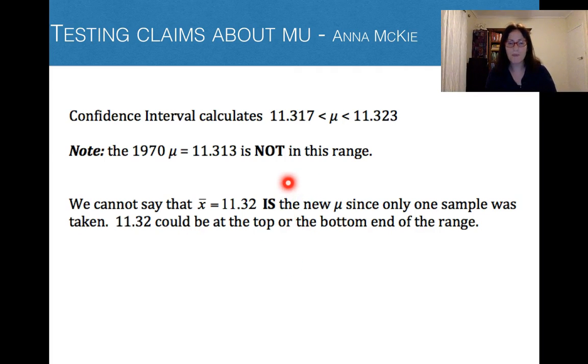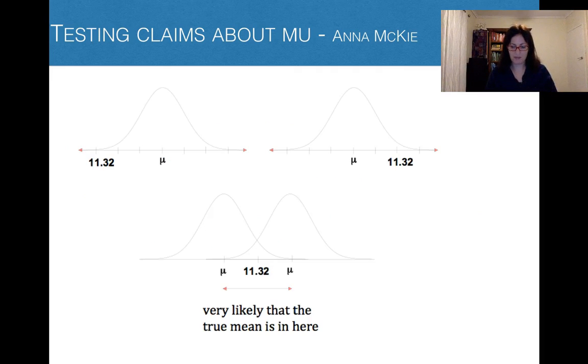That sample that we took of 40 coins, where we got a weight of 11.32, we cannot say that that is the new mu, the new population mean, since it was only one sample taken. That could be at the top or the bottom end of the range. And visualize this. So if our new population mean, our new mu, was here, 11.32 could actually be on the lower end. So they could actually be a sample of lighter coins overall. So our population mean could be higher, or 11.32 could be at the upper end in comparison to what the true mean would be. So it could be here.